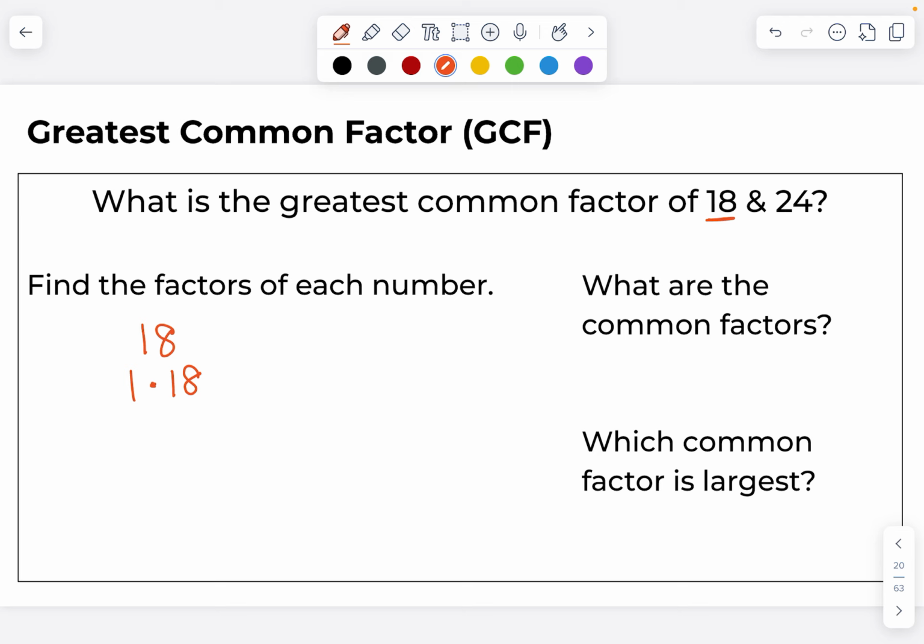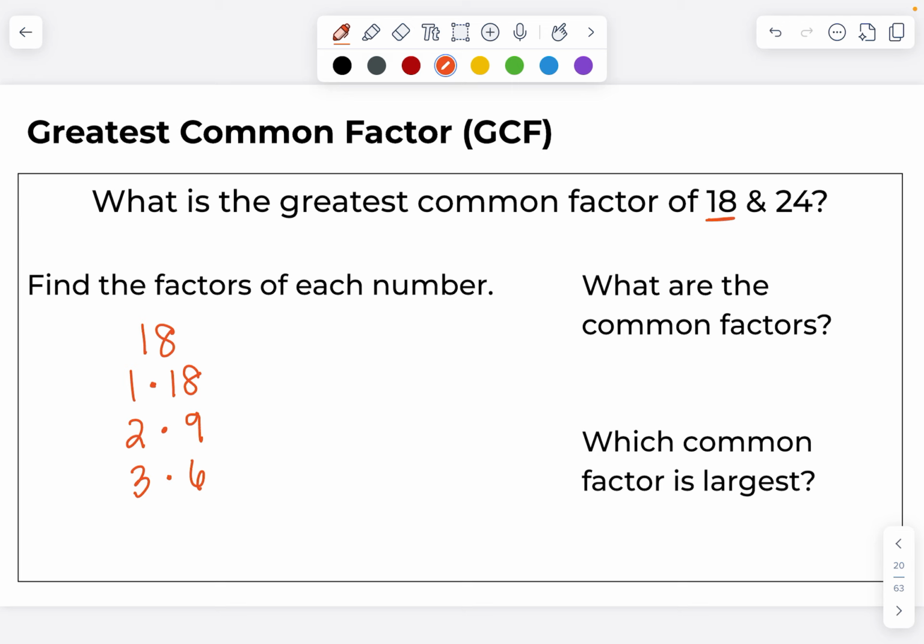Then I can just go down my list of numbers. The number after 1 is 2. So I can say to myself, does 2 divide into 18? And it does. It gives me 9. Same thing, I'm going to look at the number 3. Does that divide cleanly into 18? It does. It gives me 6.